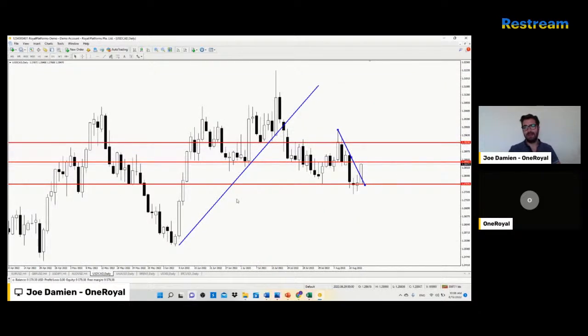USD CAD, as you can see on the higher time frame, we had a breakout of this bullish trend line, the blue one. We have a move to the downside and then another move here.